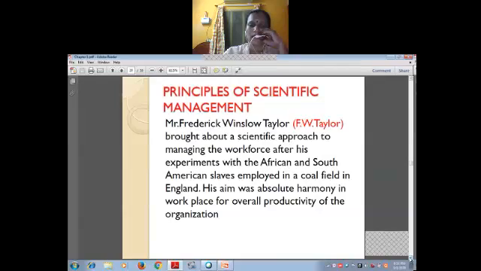Principles of scientific management. F.W. Taylor brought about the scientific approach to managing the workforce after his experiment with the African and South American slaves employed in the coal field in England. His aim was absolute harmony in the workplace for overall productivity of the organization. So Taylor saw some slaves that worked in the coal field. He saw how they were worked.